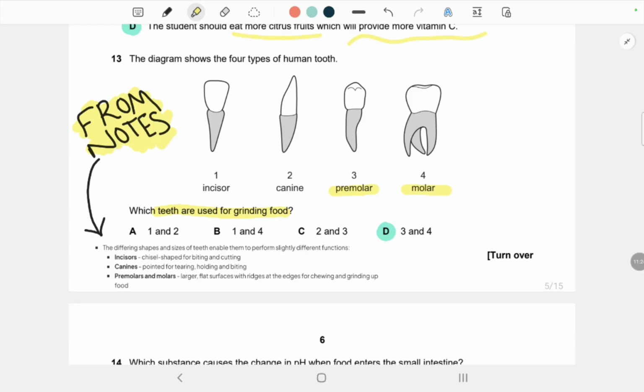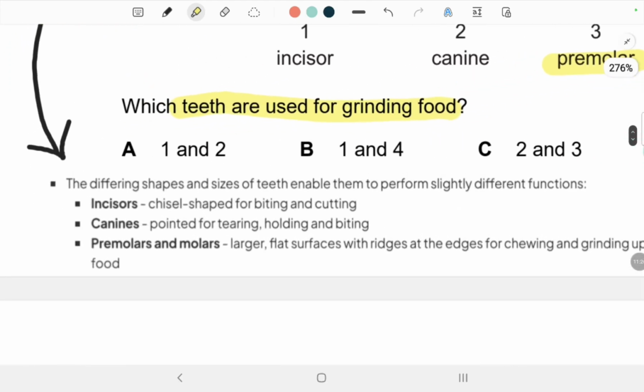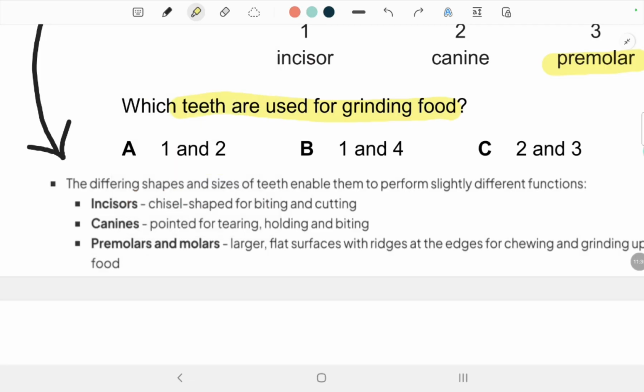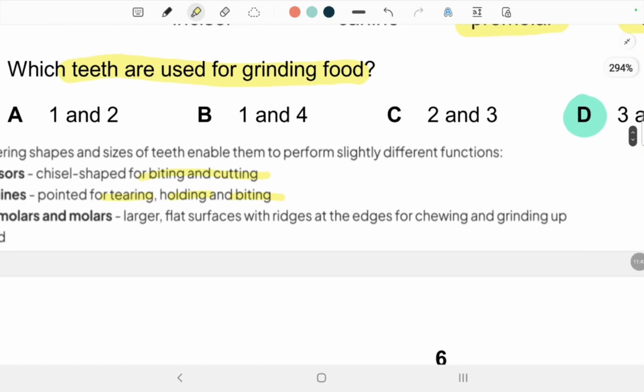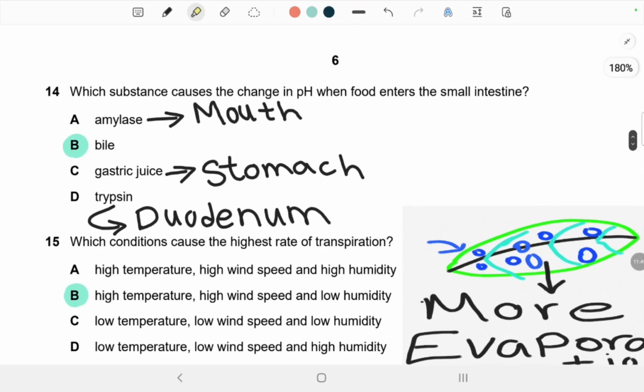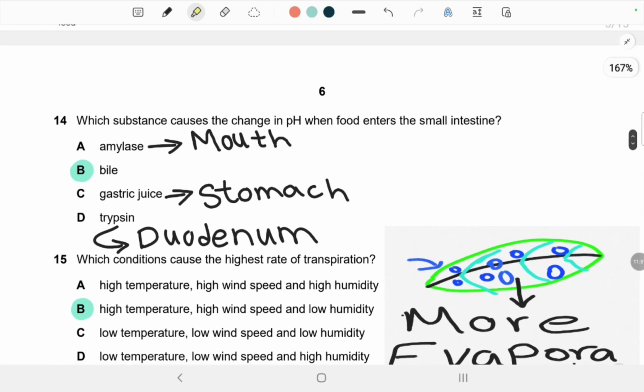And even if you don't know it, here are the notes for you to understand. Incisors are chisel shaped for biting and cutting, while the canines are for tearing, holding, and biting. So it's not about grinding, but premolars and molars are for chewing and grinding up the food.